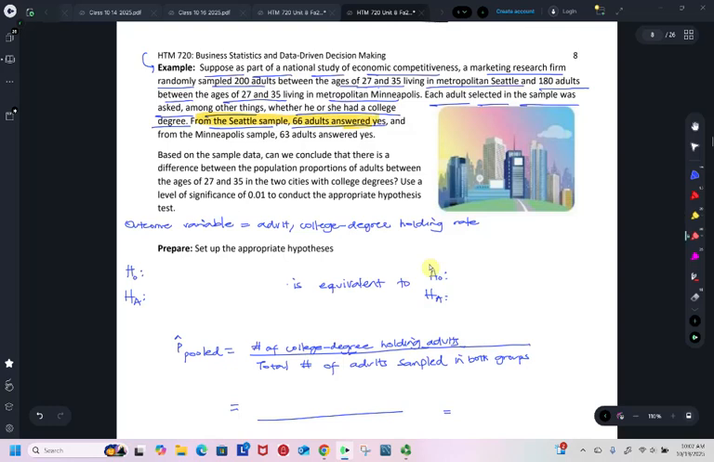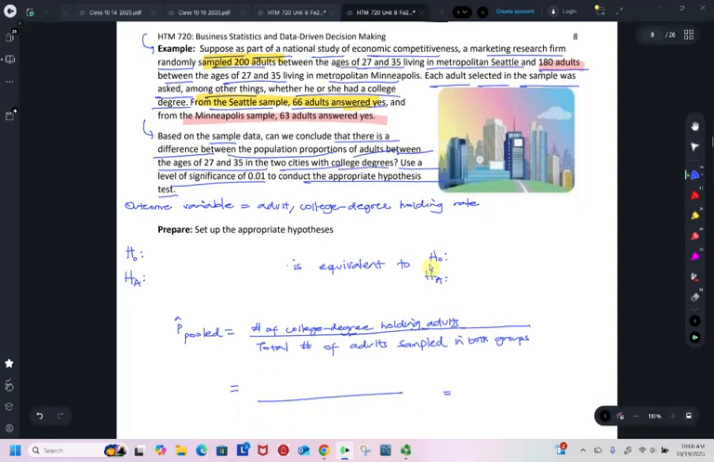And in the Minneapolis sample, 63 answered yes out of 180. And in the other group, it was 66 out of 200 in the Seattle sample. Based on the sample data, can we conclude that there is a difference between the population proportions of adults between the ages of 27 and 35 in the two cities with college degrees? We are to use a level of significance of 0.01 to conduct the appropriate hypothesis test.